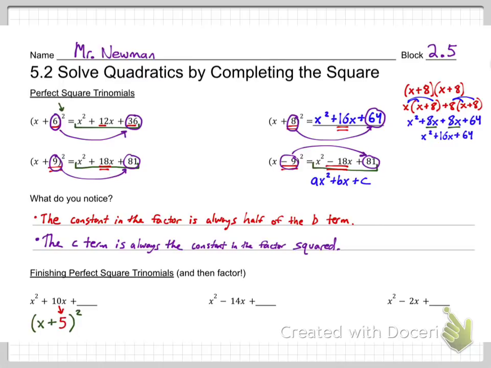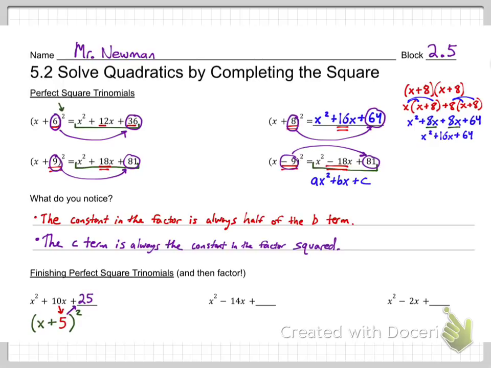Half of 10 is 5, so x plus 5 squared is the perfect square trinomial we're trying to write. And that 5 squared is what's going to be the c term up there. So you square 5 and you get, well, 5 times 5 is 25. So 25 is going to be the end of that perfect square trinomial. Of course, I said, and then factor. Well, the way we wrote it out like that, we just factored it. So we are good to go there. X plus 5 squared is x squared plus 10x plus 25.